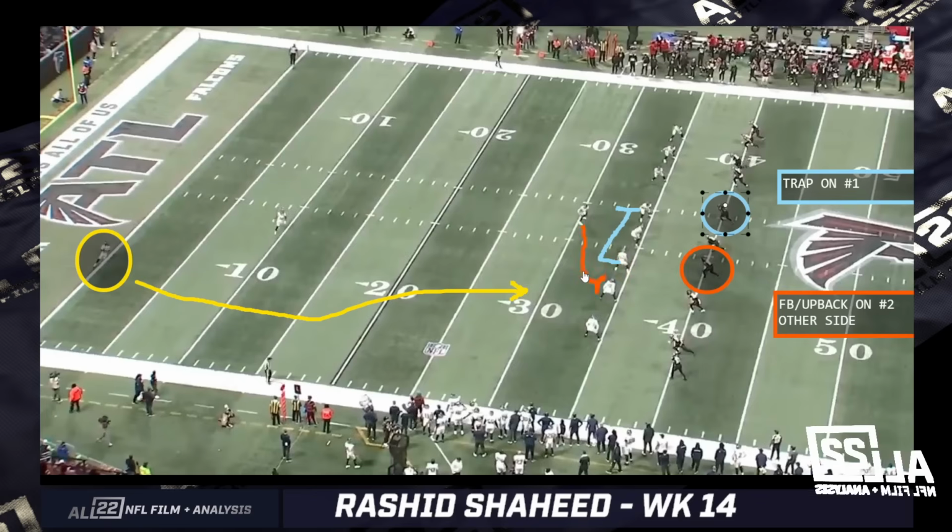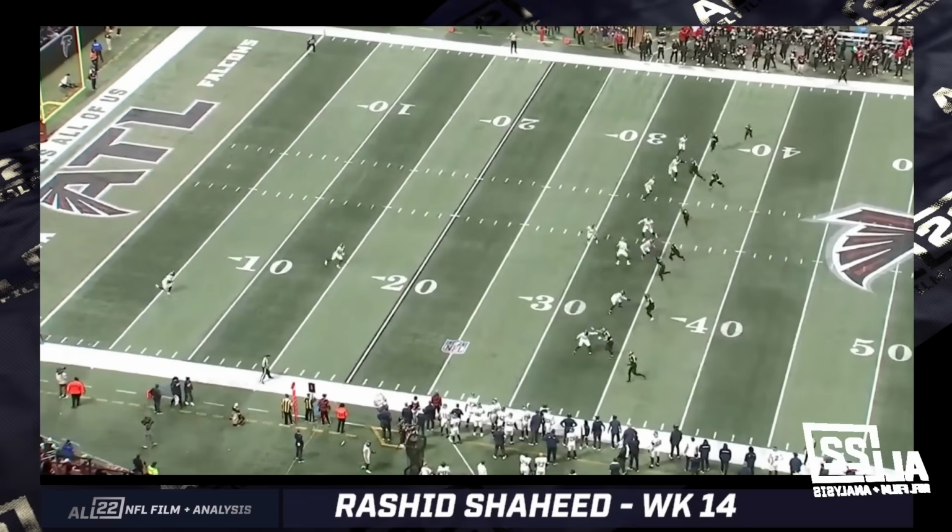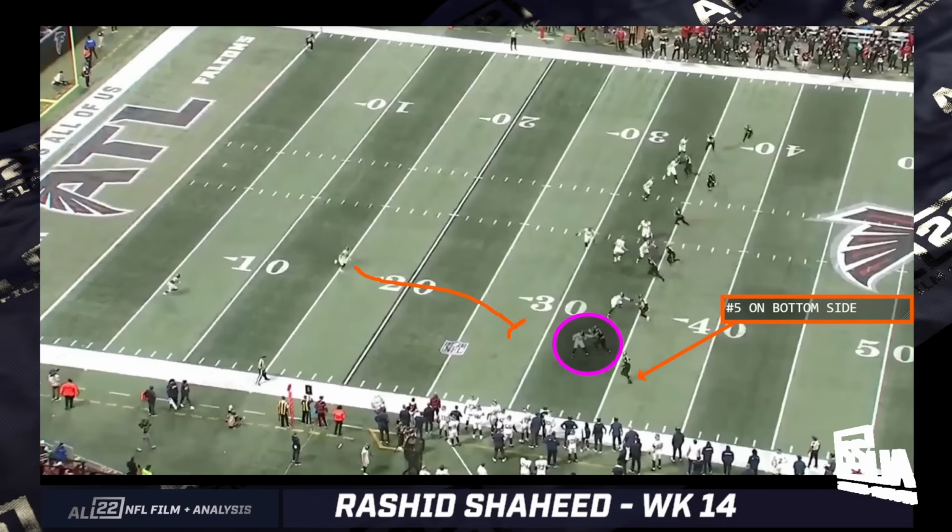And then the fullback or upback, however you want to refer to him, he's assigned to block the number 2 from the bottom side, as illustrated by the orange or brown lines that I showed in the beginning. Along with that, and why I think this is a middle return scheme, even though the flow of it has the other returner leading, he's supposed to block number 5 down here to the bottom side, in my opinion.